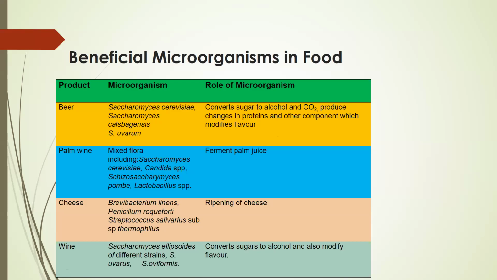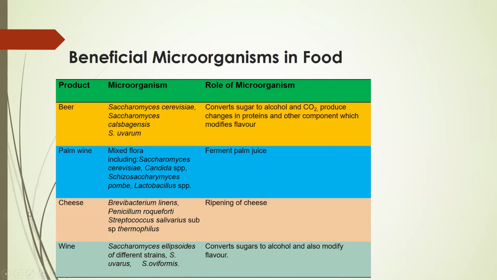So take a look at palm wine on this table. Palm wine has a mixed flora of microorganisms, but we have isolated microorganisms from fresh palm wine before. So you can have Saccharomyces cerevisiae that has been isolated in fresh palm wine, Candida species, Schizosaccharomyces pombe, Lactobacillus species, and all that. But these organisms can ferment the palm wine, and after fermentation, they may become acids.